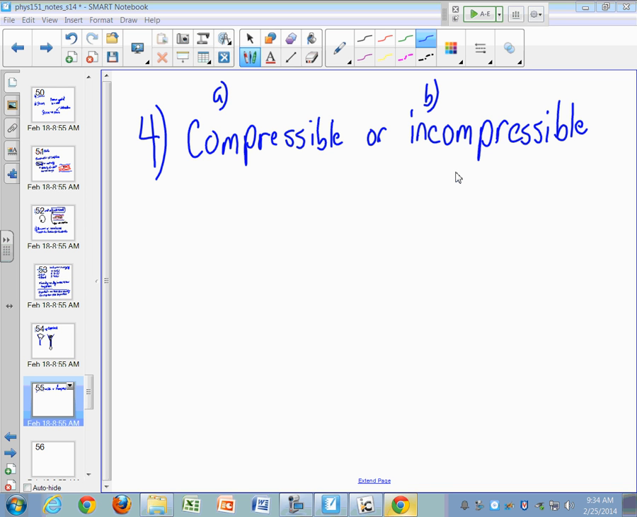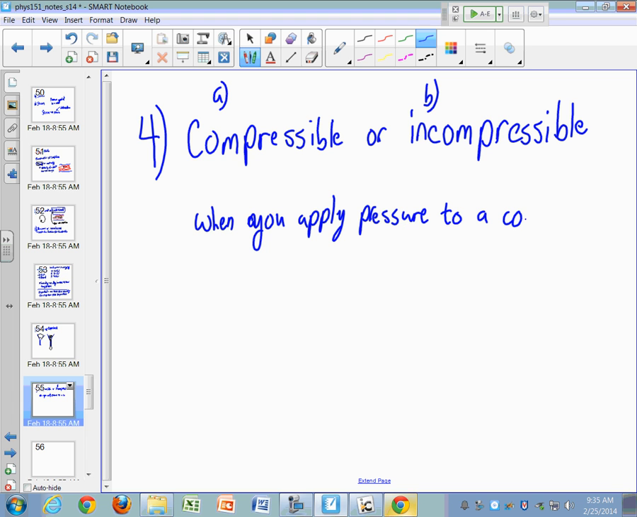All right, so the definition then: when you apply pressure to a compressible fluid, the volume changes.